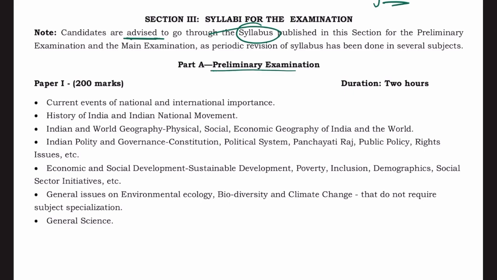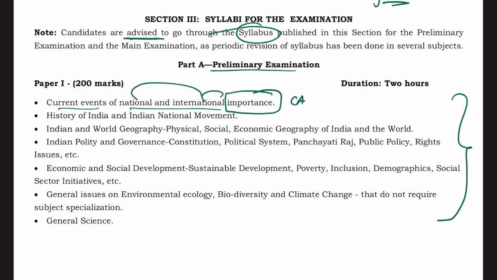It is a very vague syllabus when we look at it. They've just given the topics. So first is the current events of national and international importance. There is current affairs, but what is the importance? Like, what is national importance? What is international importance? They have not given it here, right?